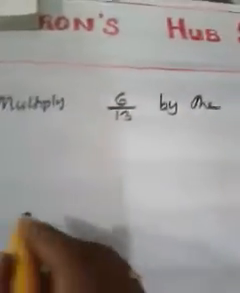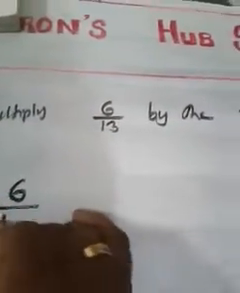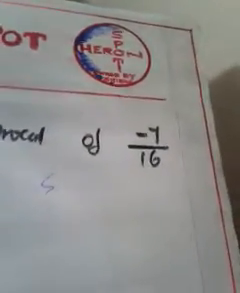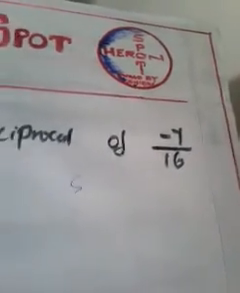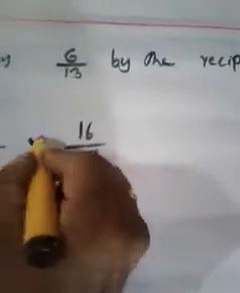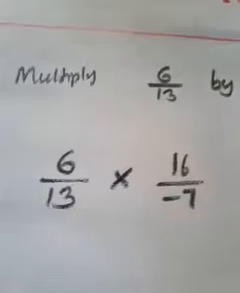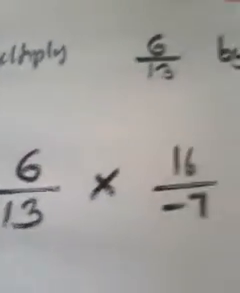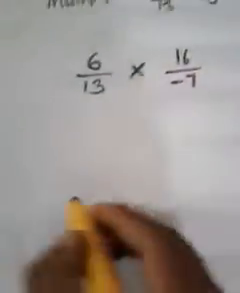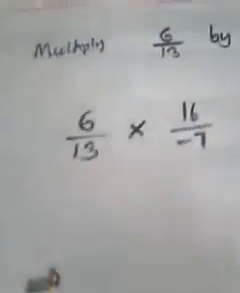So let us multiply. I am going to multiply 6 by 13 and the reciprocal of minus 7 by 16. What is the reciprocal of minus 7 by 16? The answer is 16 by minus 7, and you have to multiply it together. You have to do the operation multiplication. Which are the numbers? 6 by 13 and the reciprocal of minus 7 by 16, that is nothing but 16 by minus 7. Just see.